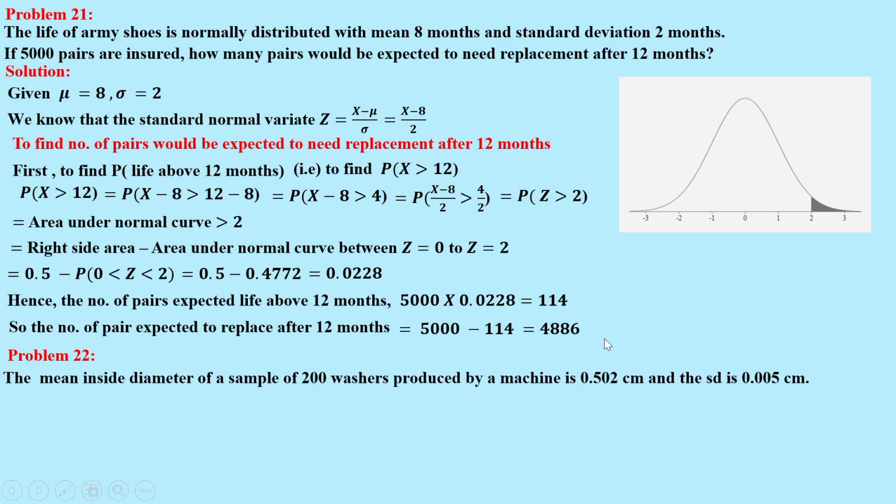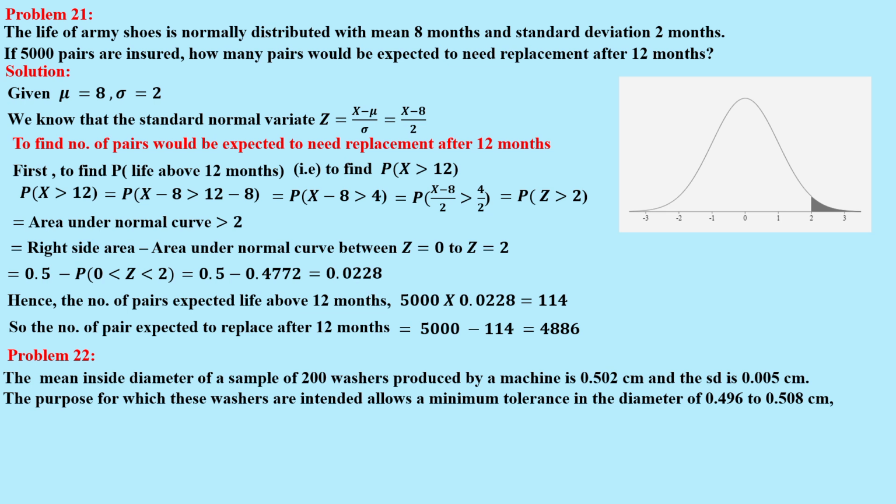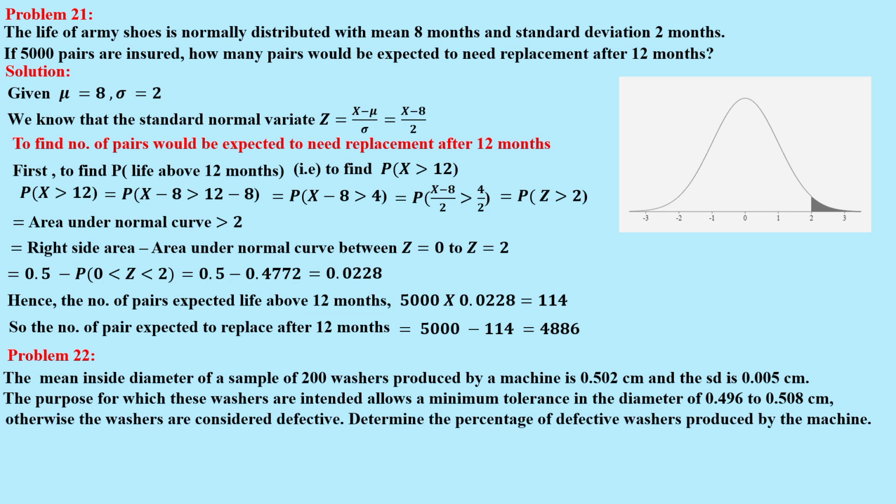Next problem. The mean inside diameter of a sample of 200 washers produced by a machine is 0.502 centimeter and the standard deviation is 0.005 centimeter. The purpose for which these washers are intended allows a tolerance in the diameter of 0.496 to 0.508 centimeter. Otherwise the washers are considered defective. Determine the percentage of defective washers produced by the machine. Assume the diameters are normally distributed.